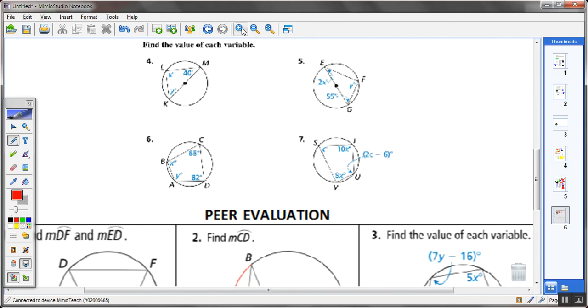Anybody know what x is? 90. Why is x 90? It's half of 180. X has to be 90. Give me a show of hands on y then. How would you find y? Well, 180 minus 90 minus, okay, because it's a triangle in here now. So what's that make y? 50? Okay.